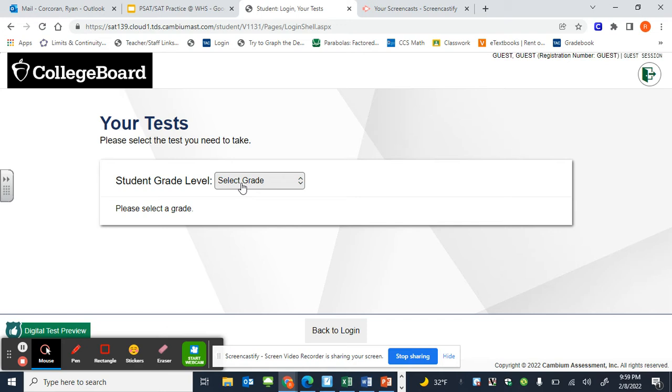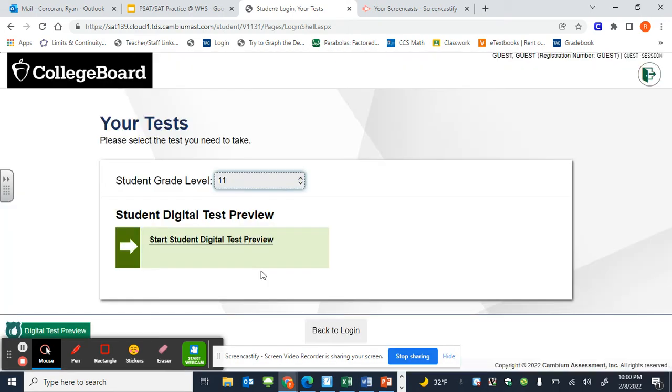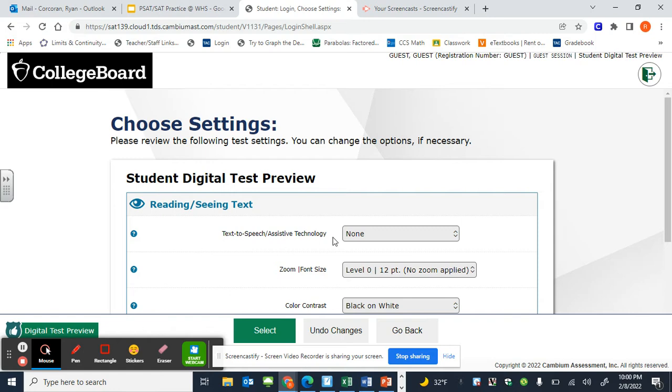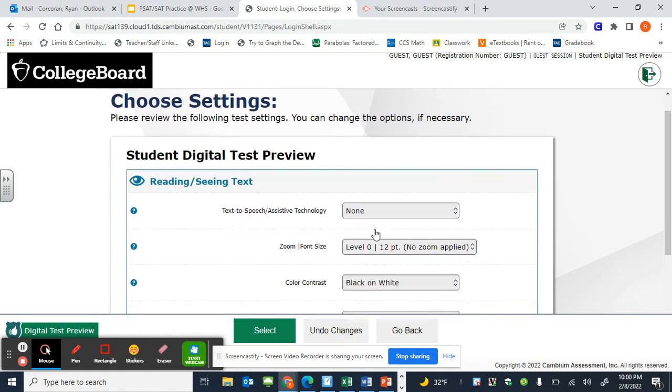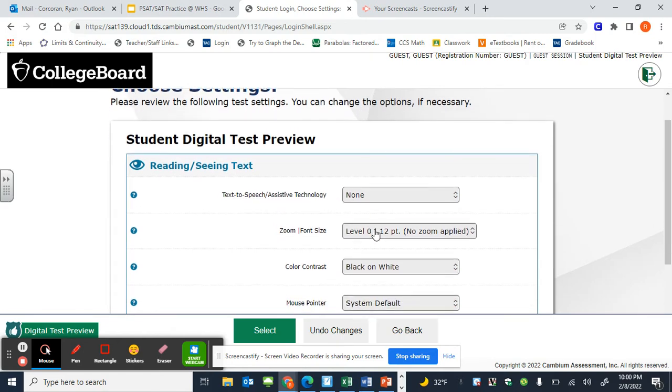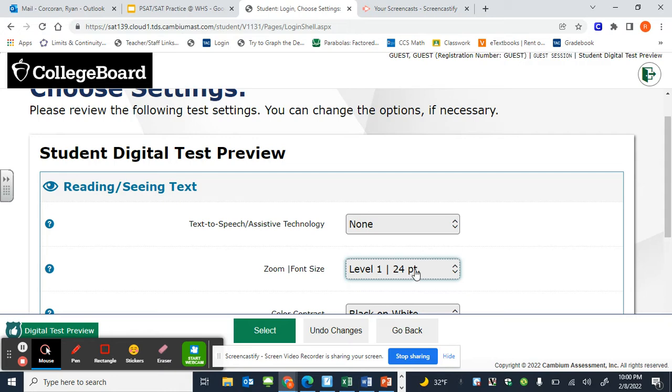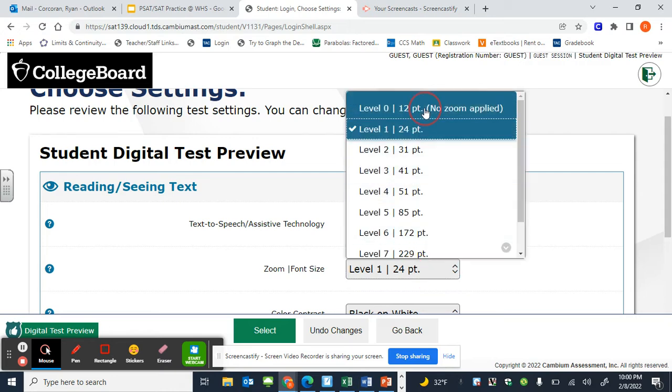The next thing, you're going to select a grade. I'm going to do an 11th grade one, like I'm the actual student taking the SATs. And I'm going to start the digital test preview. Now you can change some of the things here, like there's text to speech, there's zoom, you can change how big the font is. So if I make it double, like level 1, things become larger. I'm going to bring it back to level 0.